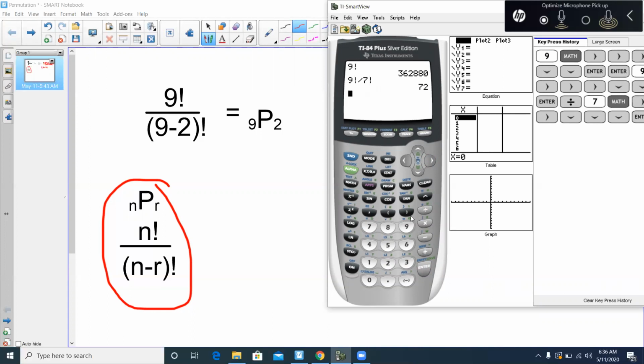Now, some other feature that I want to show you is this. Type in 9, go to math, go over here to probability, and you see where this says 9PR. Look at that, that's what we're talking about today. We're going to choose that. So here's our 9, that stands for the N. PR. Then we're going to type in a 2. Press enter, and there you go, 72. So that's what you're going to work on today.